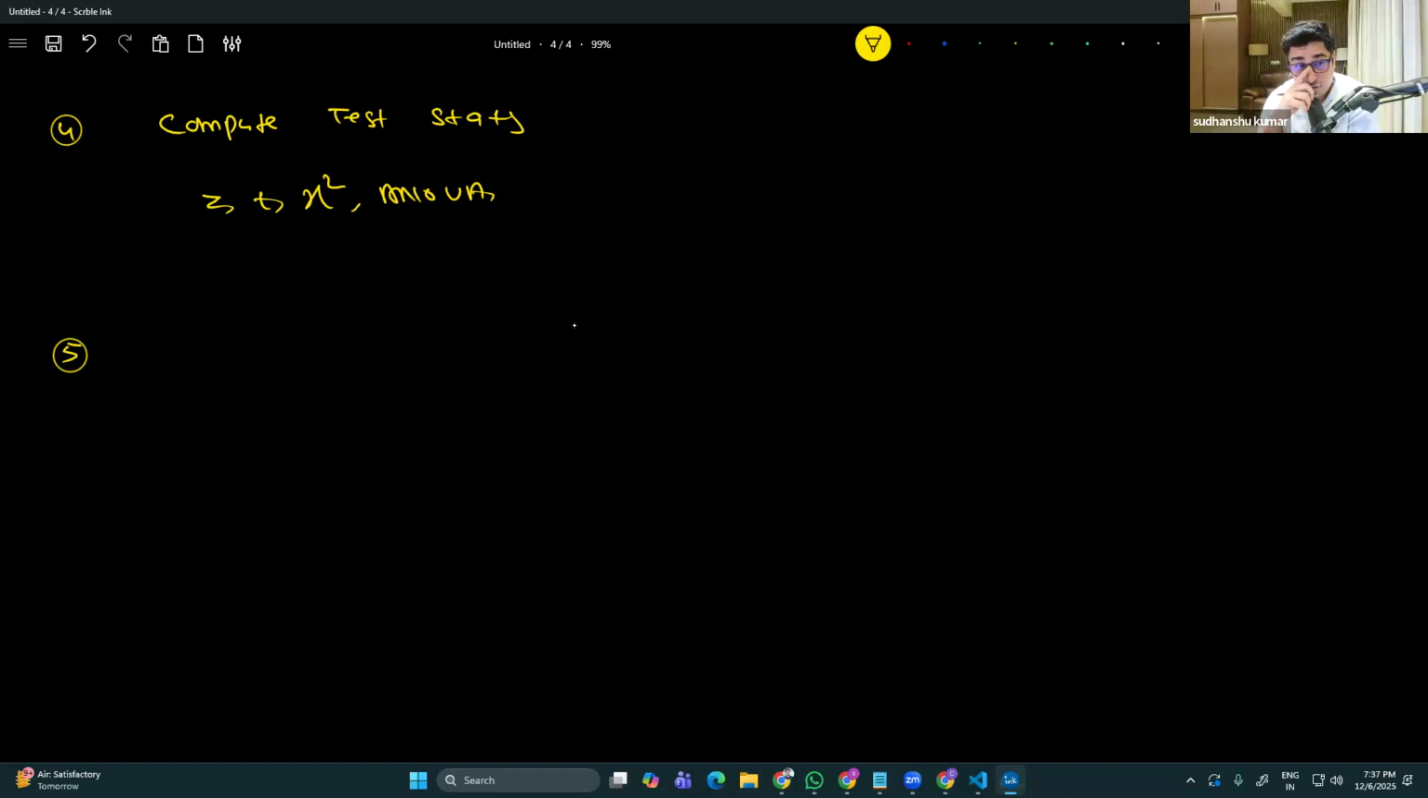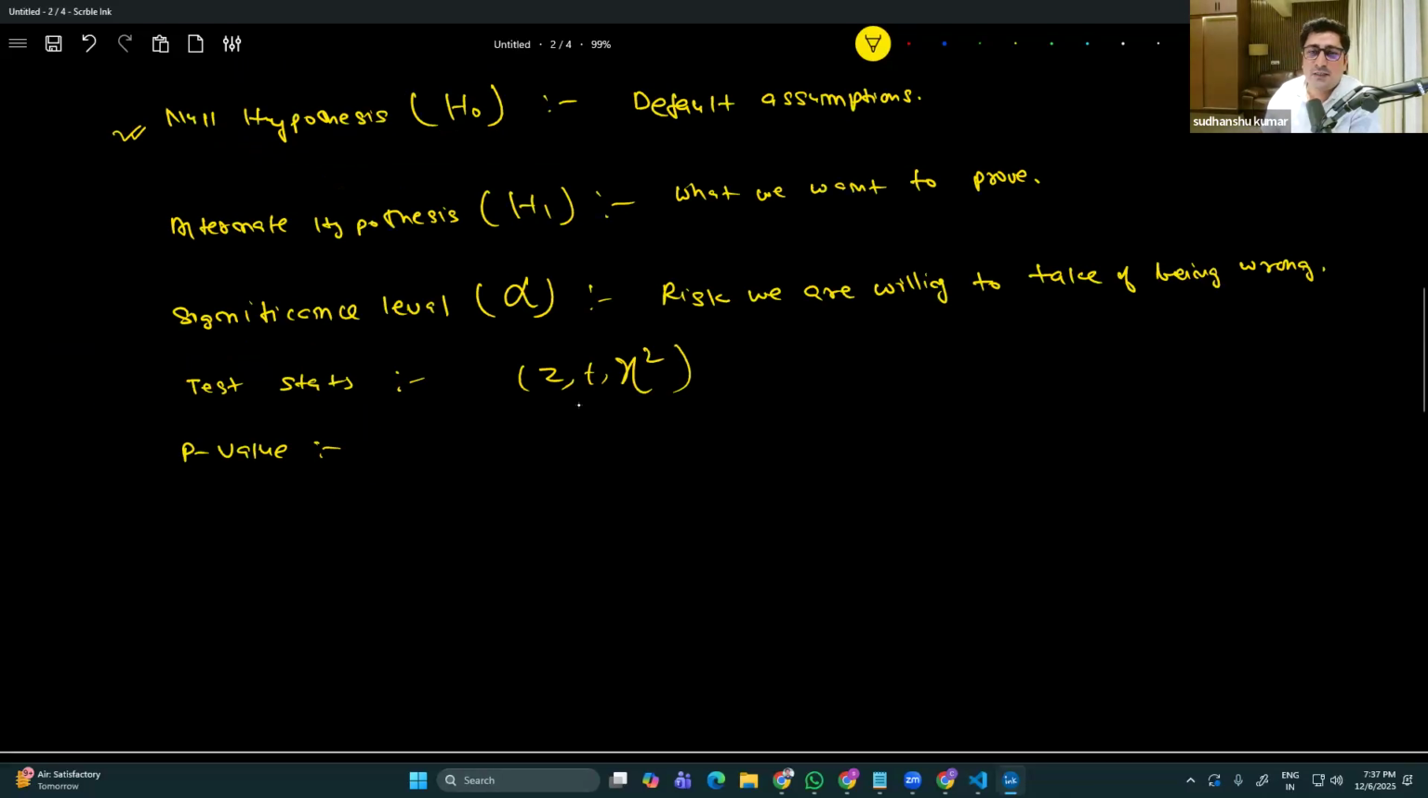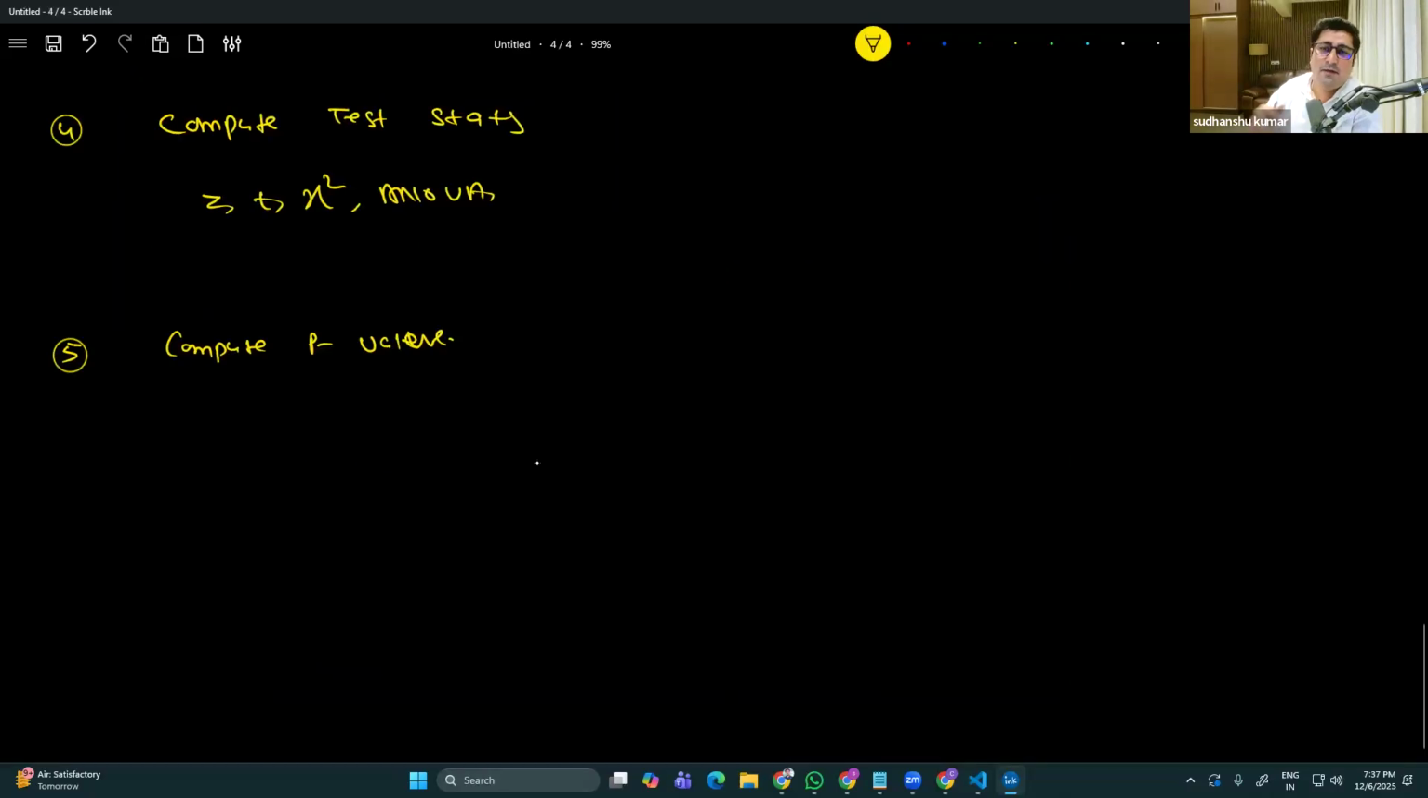So you have to basically compute a p value. I have already mentioned it above, right? So p value is nothing but it talks about the probability of occurrence of this particular event. It captures it in that manner. So you have to basically compute a p value, and then in step number 6, what do you have to do?